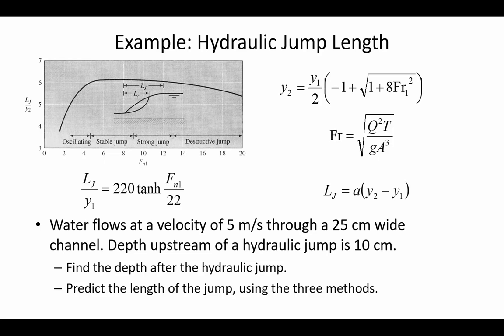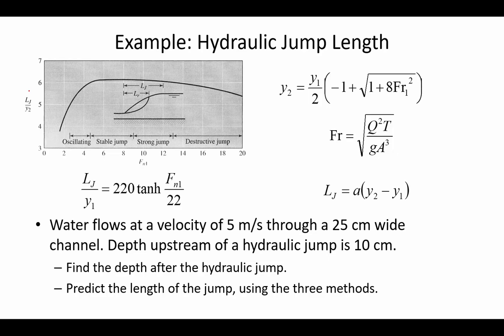Here what we're going to do is both. We're going to find the depth after the hydraulic jump and then use that information to predict what the length of the jump is according to three methods. One is with a Bureau of Reclamation nomograph, and so the figure approach where you use the Froude number upstream of the jump to predict the ratio between the length of the jump and the downstream depth. So that'll be the first method that we use to predict the length of the jump.